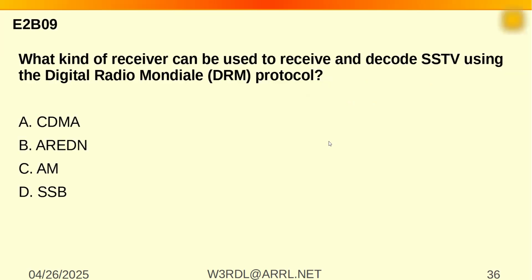So what kind of receiver can be used to receive and decode slow scan TV using DRM protocol?